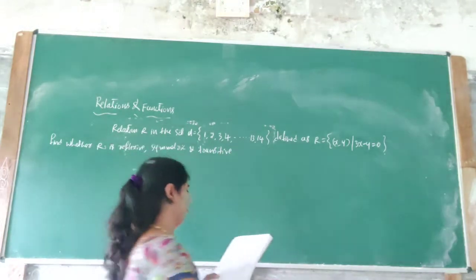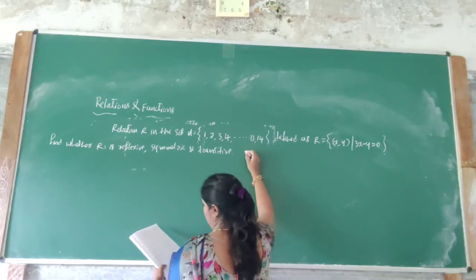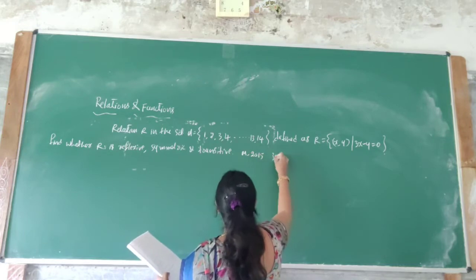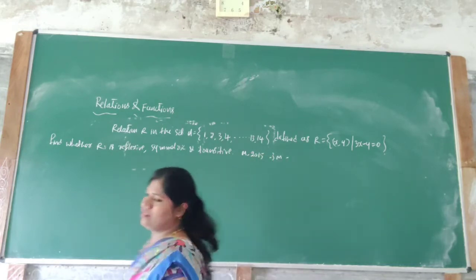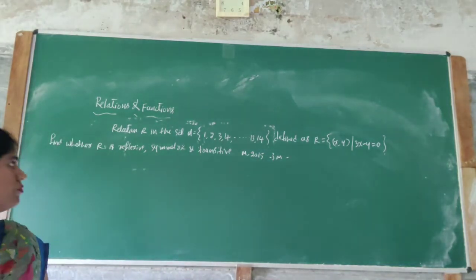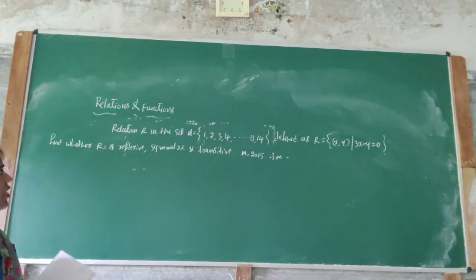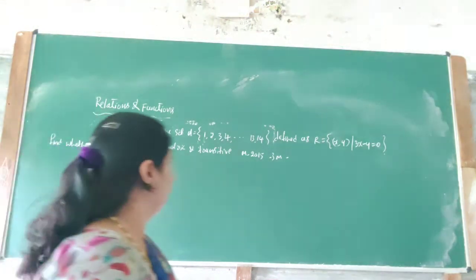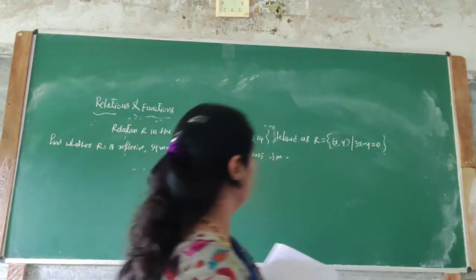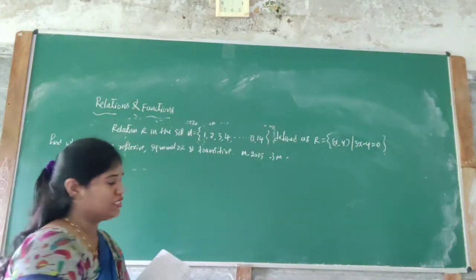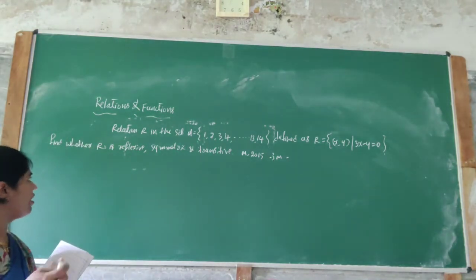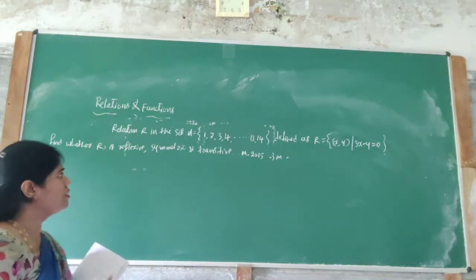This came in March 2015, repeatedly coming. In fact, it is very important. So relation R in the set A is equal to {1, 2, 3, 4 up to 13, 14}, defined as R is equal to {(x, y) such that 3x minus y is equal to 0}. Find whether R is reflexive, symmetric and transitive.